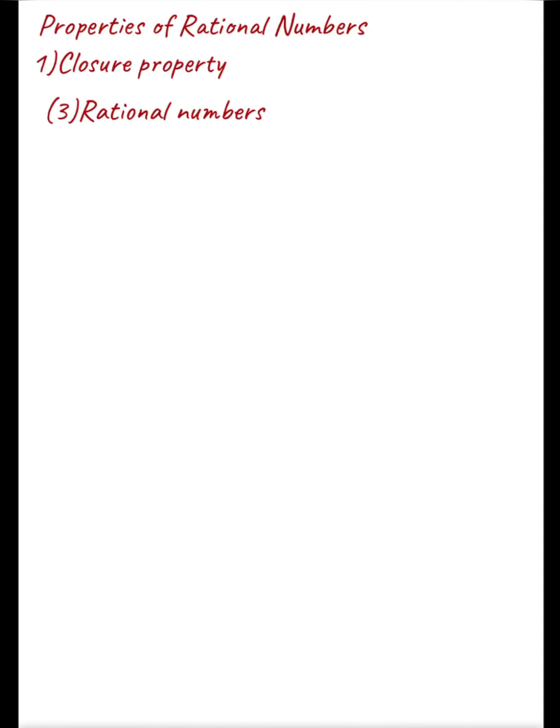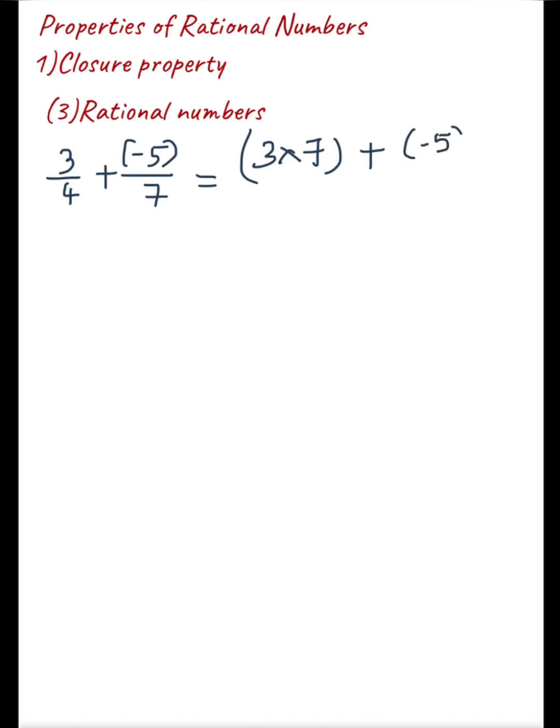I'm taking one example. Suppose this is our question: 3 by 4 plus minus 5 by 7. So we are going to add two rational numbers. What will be the answer? How do you add two rational numbers? The actual process is taking the LCM, but for easy adding, you can just cross multiply them. That is 3 into 7, plus minus 5 into 4, divided by what is in the denominator, 4 into 7.